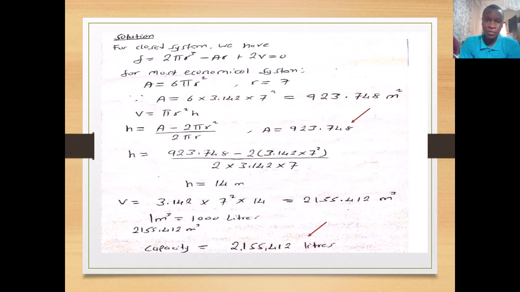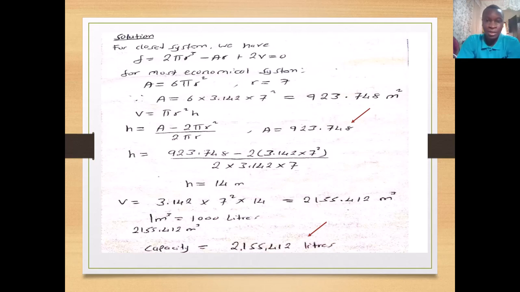Then we want to go ahead and find h, so that we may be able to find the volume. Remember we said h equals 2r. Now let us use this expression first, where h equals A minus 2πr², everything over 2πr. As you can see, this expression is derived from the total surface area of a closed cylinder. If you make h the subject of the formula from that expression, we get h equals (A minus 2πr²) over 2πr.